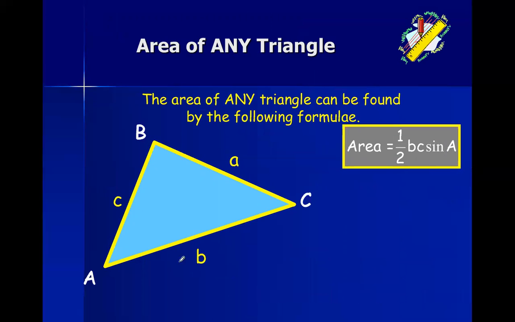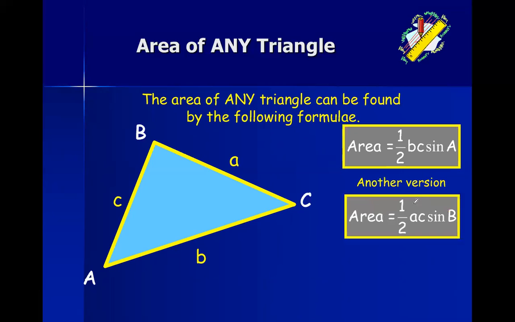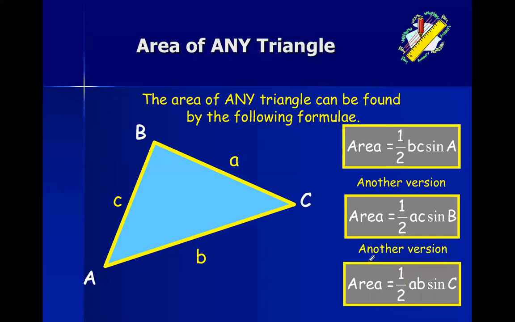Opposite A is little a, opposite B is little b. So that's the first thing you need to start working with. Another version, you could say, is half ac sine B. So if you've got this angle given to you, and you've got a and c, you can rewrite it as half ac sine B. Or if it's angle C that you've been given, it's half ab sine C.